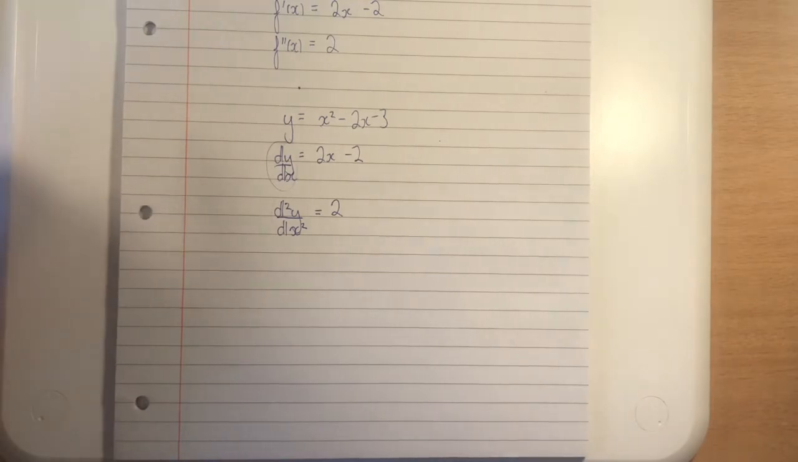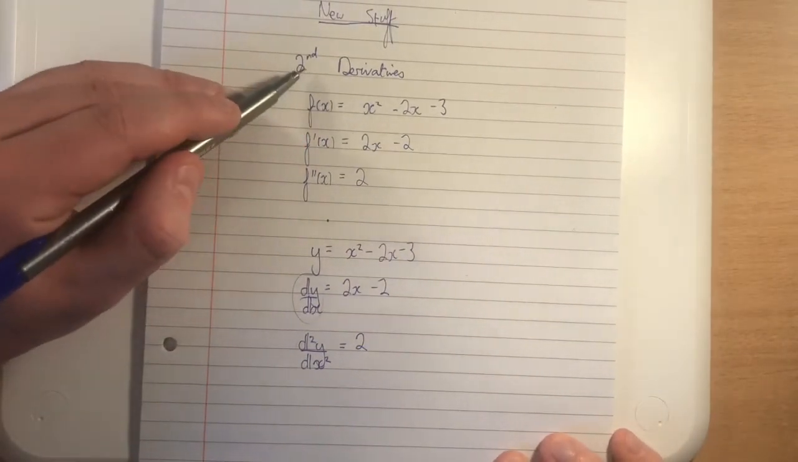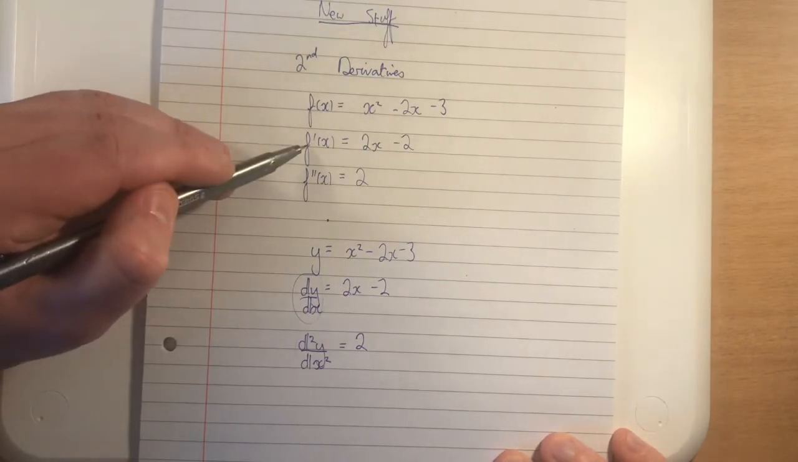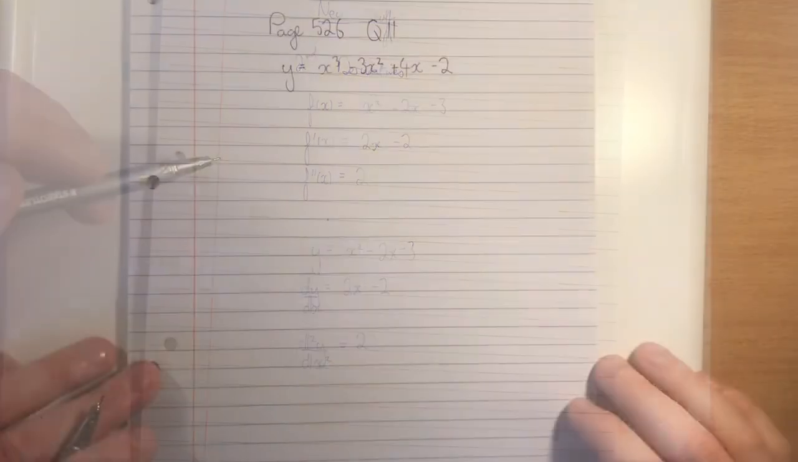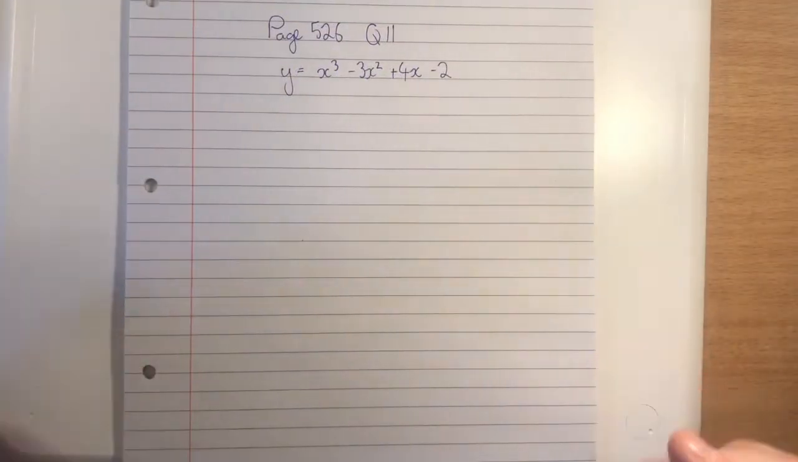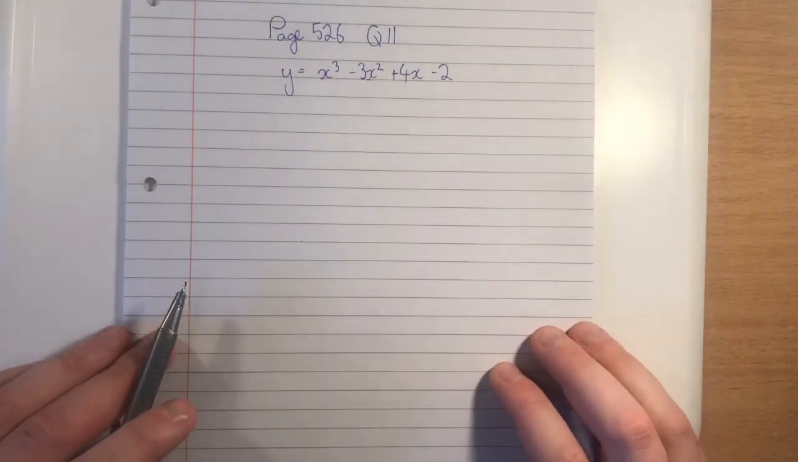So basically, to find second derivatives, we differentiate, and then we differentiate again. Simple. Okay, so we're going to use that new skill on page 526, question 11 of your textbook.